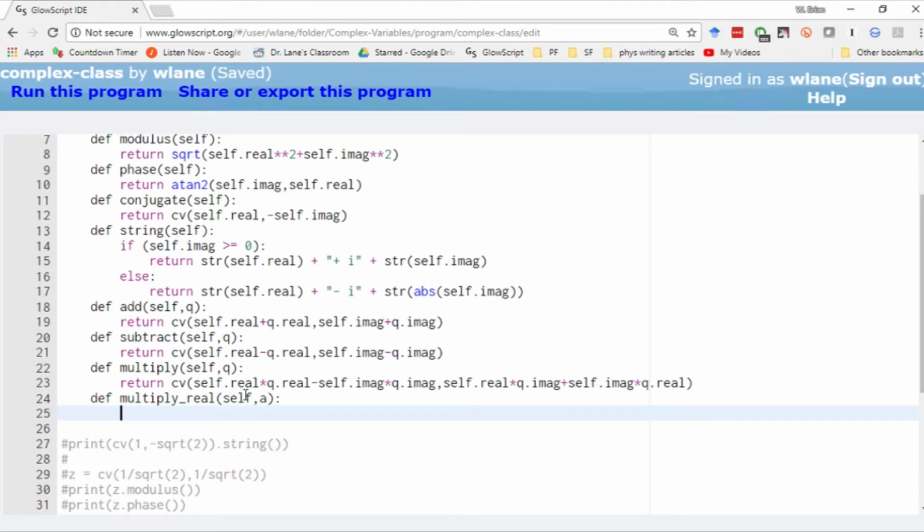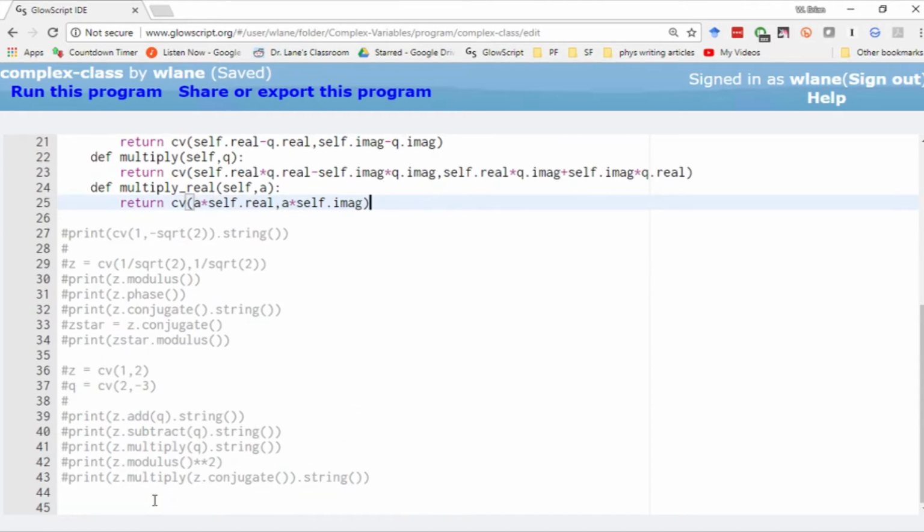Basically, all that happens is we're going to distribute the a to the real part and the imaginary part of the complex number. So we would return a new complex value of a times self.real, comma a times self.imaginary. So I've got a distributed to both. I've got the real part in the real spot and the imaginary part in the imaginary spot. Let's give this a test.